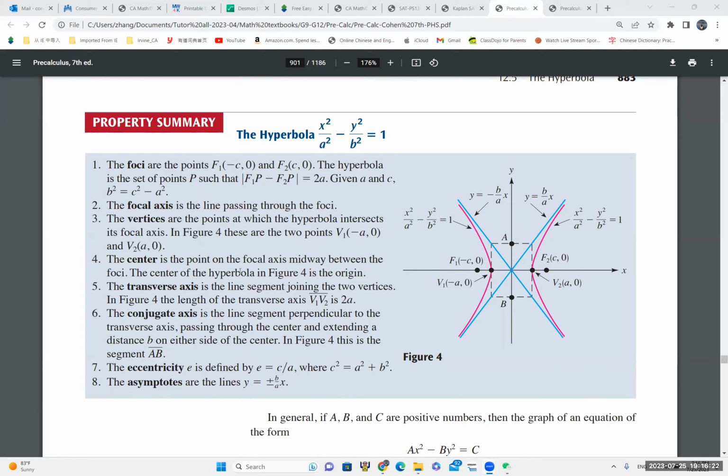The center is the midway point, on the transverse axis. The conjugate axis is perpendicular to the transverse axis. Yeah, a lot of concepts here. It passes through the center and extends a distance b. Eccentricity is still c over a.